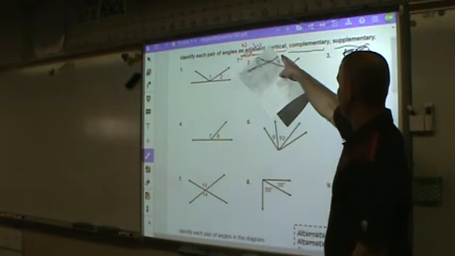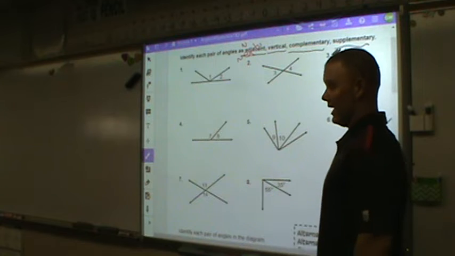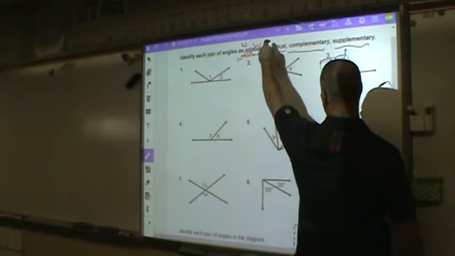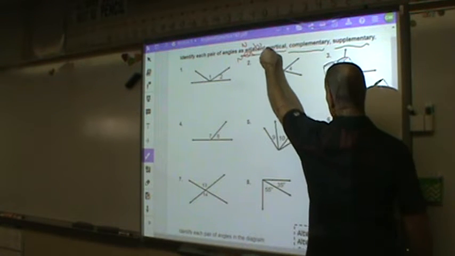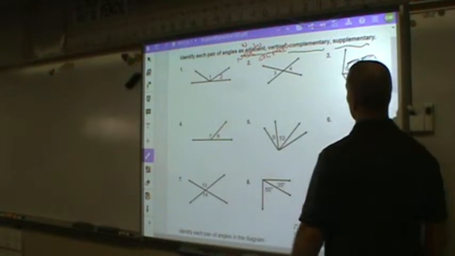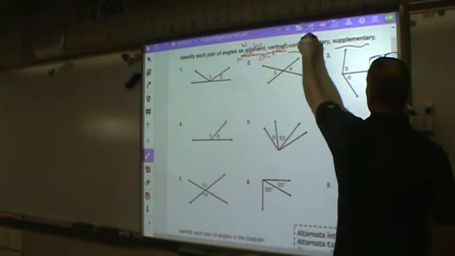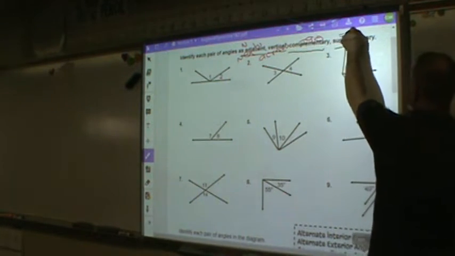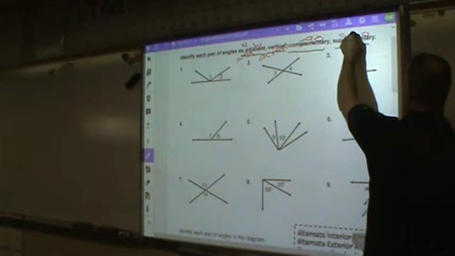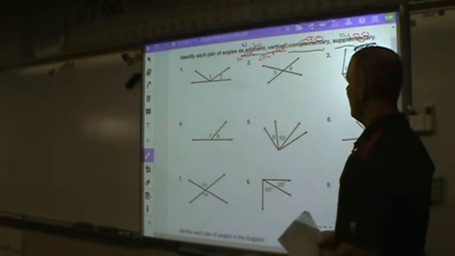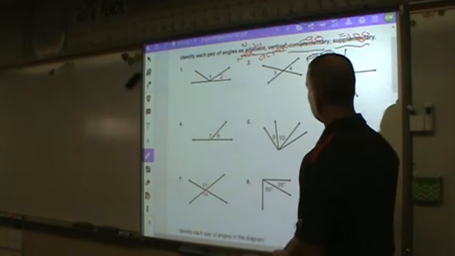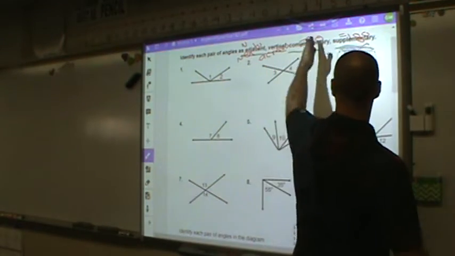Okay, what does vertical mean? We talked about what vertical angles mean. If you forget, look back in your notes. But vertical means across from one another, and then complementary is equal to 90. Supplementary is equal to 180. So when you look at number one, just start with adjacent, then go to vertical, complementary, supplementary.